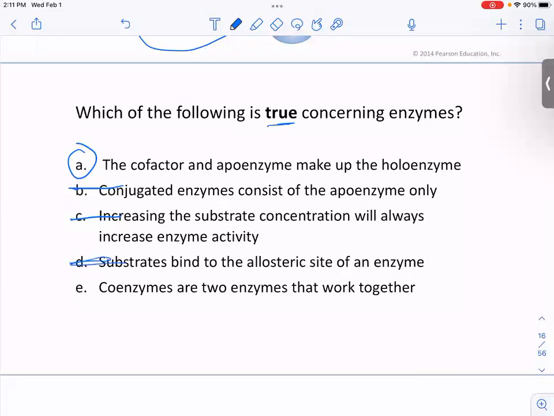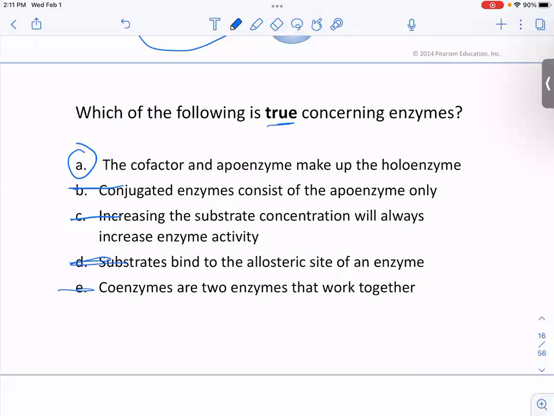Substrates bind to the active site, not the allosteric site. And this one, that sounds so true, but I just made that up. Okay, all right. Coenzymes are just the organic cofactor, the non-protein portion that has to be there for some enzymes to work.